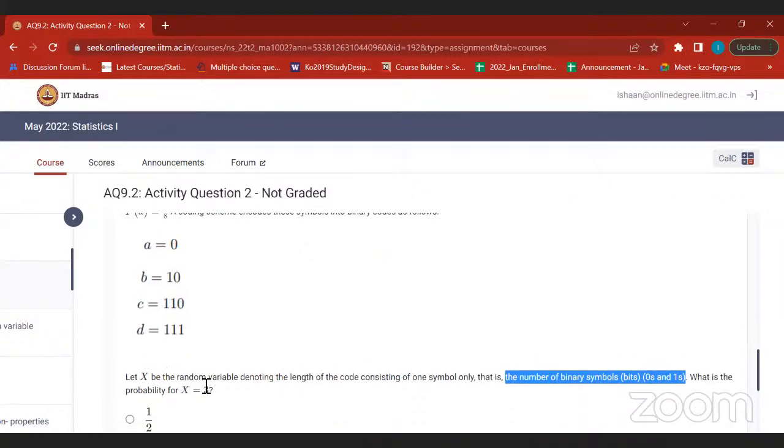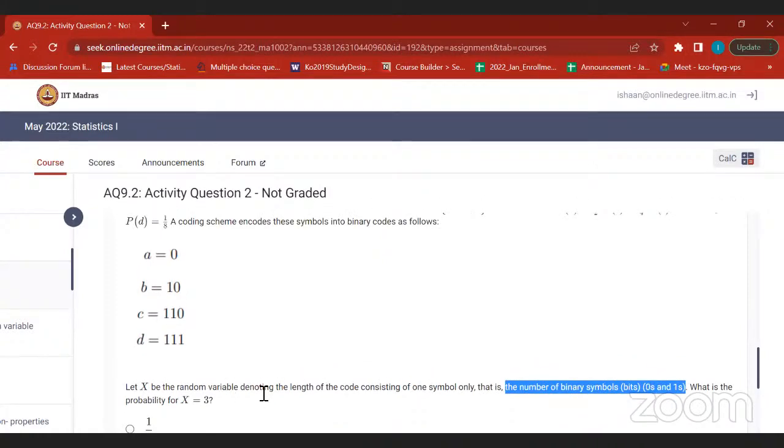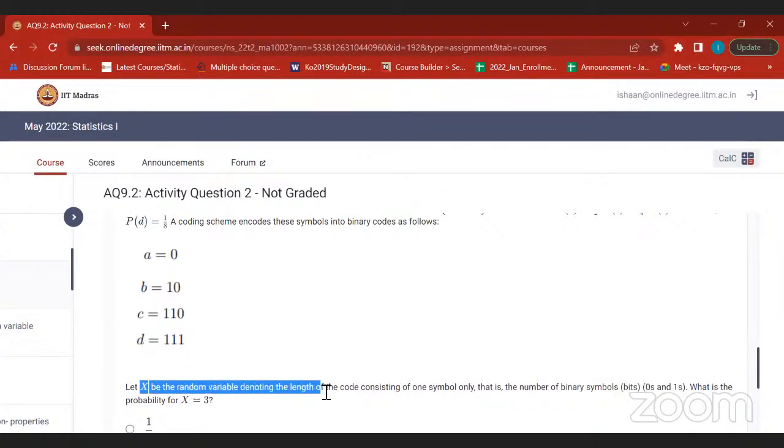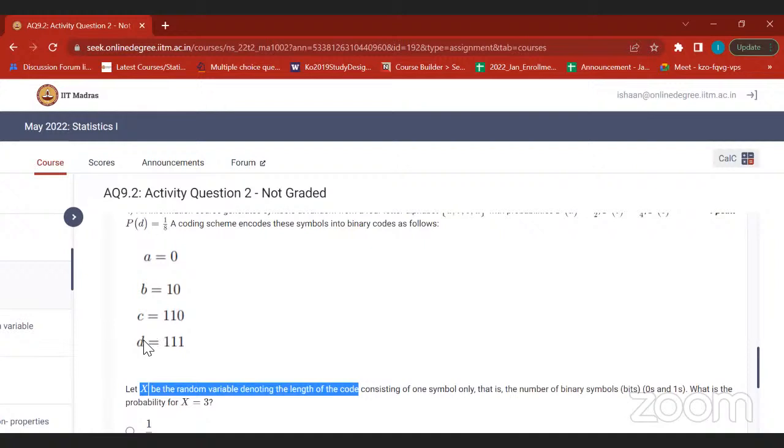So see, for X equal to 3, the length of your code should be 3, right? You understood the random variable, what it is denoting. Yes, sir. So X equal to 3 means you should get either C or D, a length 3 code. Because for A the length is 1, for B the length is 2. These two are disjoint. Only one alphabet would be there, so you can get either C or D. You cannot get both together, right? It's not possible.